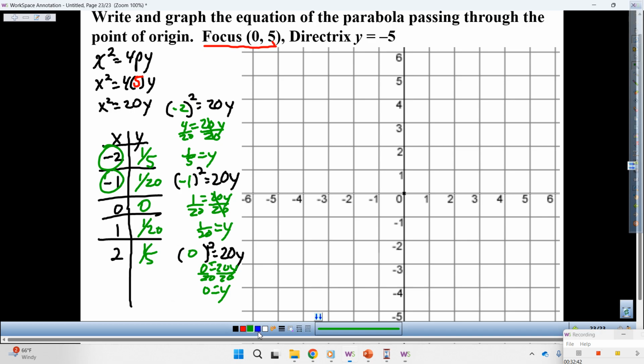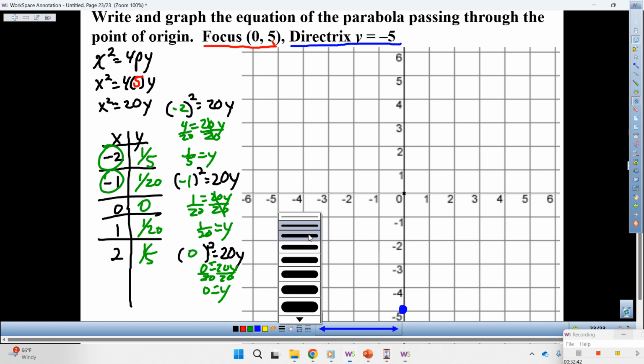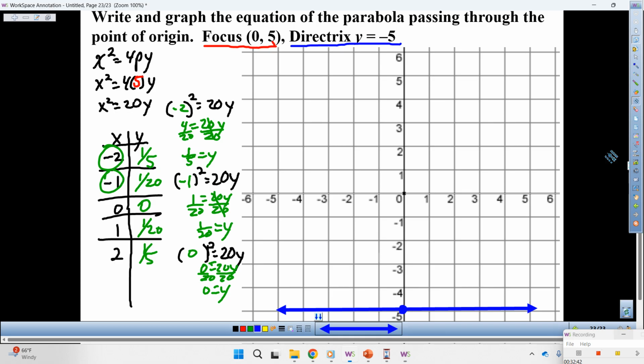All right, let's graph this. We start at what now? At y equals -5 down here. That's a straight line. That's our directrix. There it is. What else do we graph? Our focus. What is our focus? 0, 5.